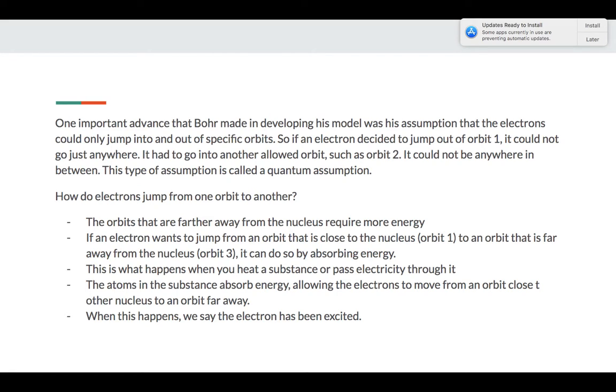And this is what happens when you heat a substance or pass electricity through it. It's absorbing energy, and the atoms in the substance are absorbing energy. It allows the electrons to move from an orbit that's close to the nucleus to an orbit that's far away. And when this happens, we say that the electron has been excited.